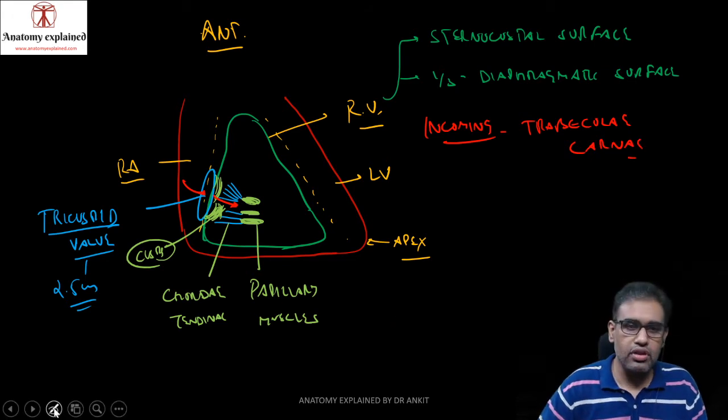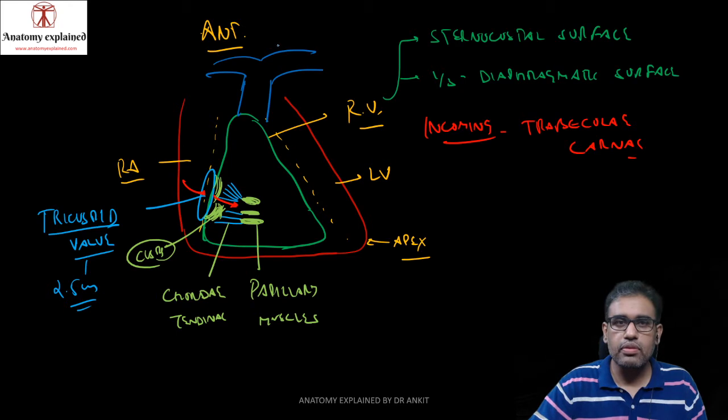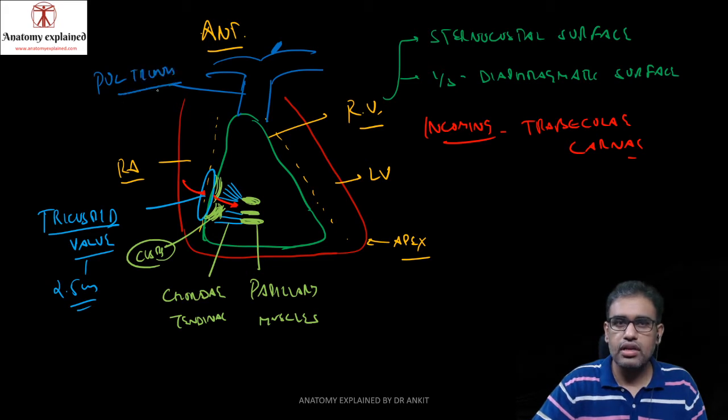The outgoing part, if you remember, on the upper side, we had this pulmonary trunk, which divides into a right and left pulmonary artery. From the left pulmonary artery you have a connection, that is the ligamentum arteriosum in adults and ductus arteriosus in embryos. So here we have the ligamentum arteriosum. This is the pulmonary trunk, which is the outflow part of the right ventricle.